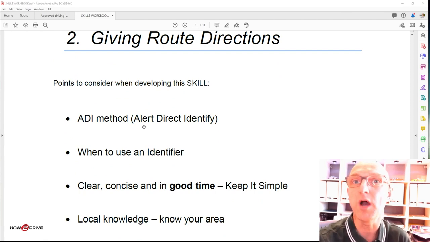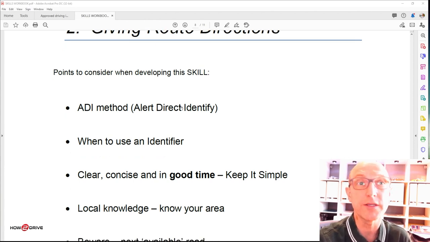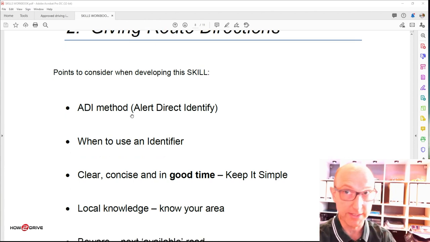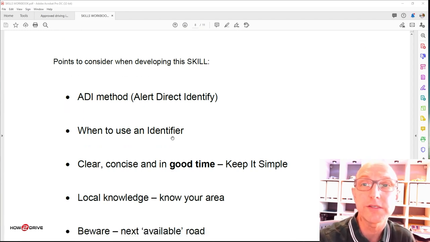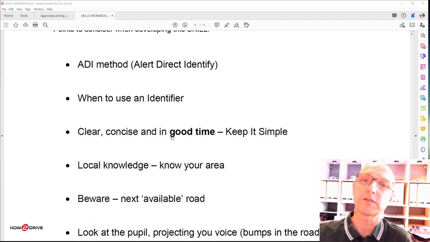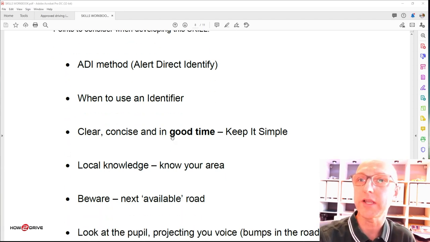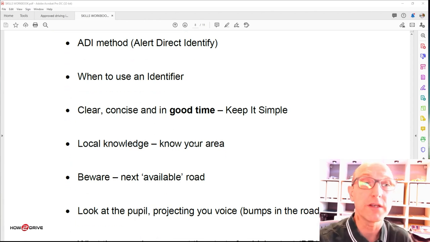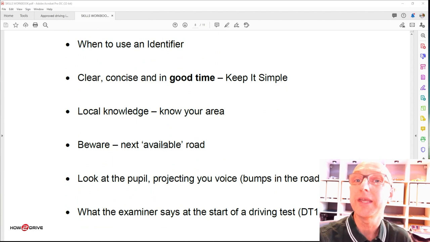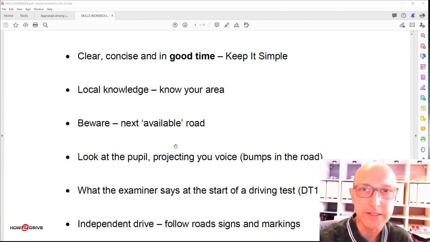Just to give you a little overview of what we're going to do today, we're going to look at the ADI method, the method that the examiners use when they conduct tests. We're going to talk about when to use the identifier, and give some examples of that. We're going to talk about giving clear, concise directions in good time, keeping things simple. We're going to talk about having local knowledge of your area, being aware of things like when they say next available road, what that means, and that kind of stuff.